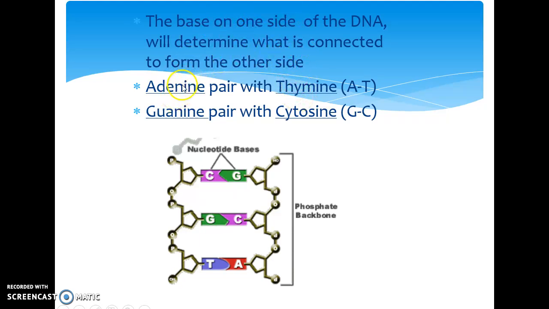I like to remember apples in the trees, cars in the garage. A to T, C to G. So pretty much if I tell you one side, you will be able to tell me the other side. So if I have adenine on one, you know the other side is going to be thymine.